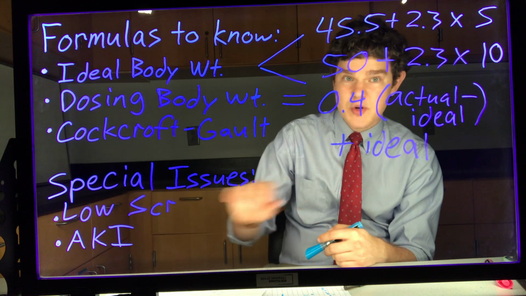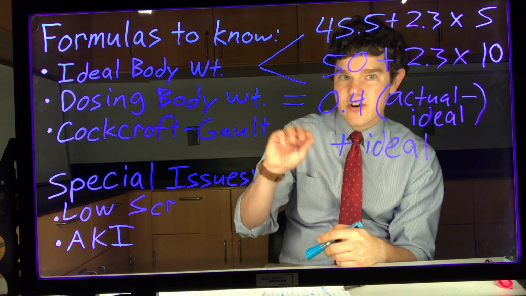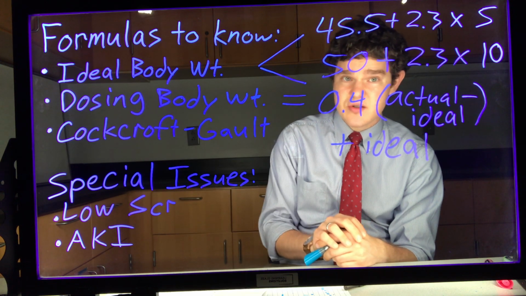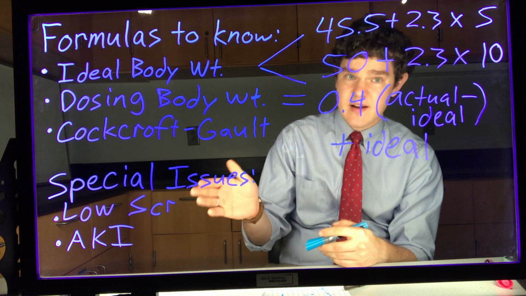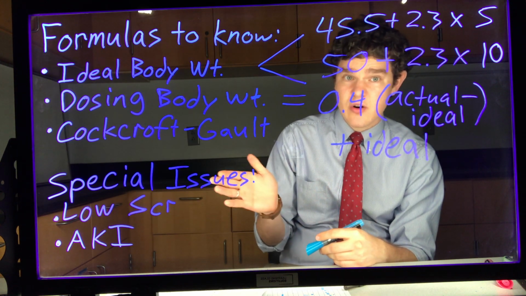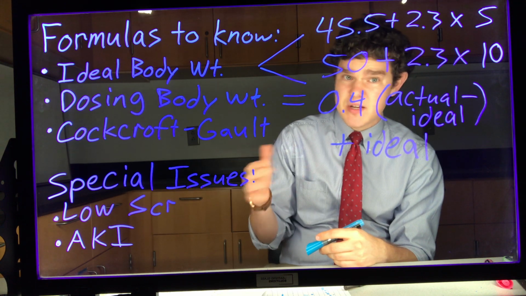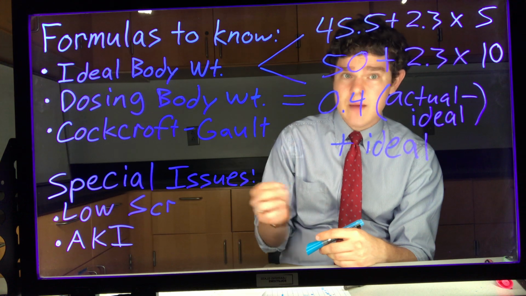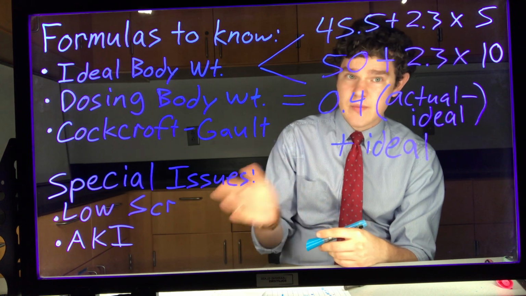Another special situation is AKI. You cannot essentially figure out with CrCl what a patient's creatinine clearance is if they're in a state of AKI because they're not at steady state. So these formulas really are predicated on a patient having a stable serum creatinine for you to be able to calculate a creatinine clearance.